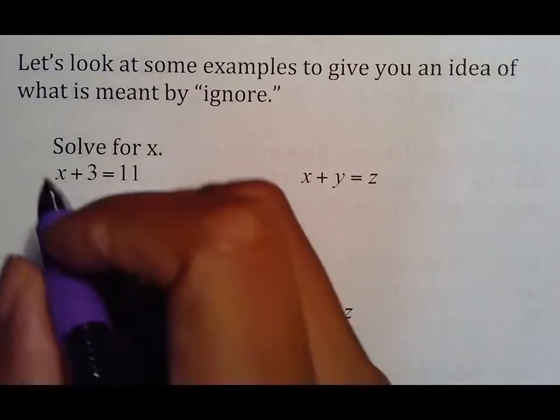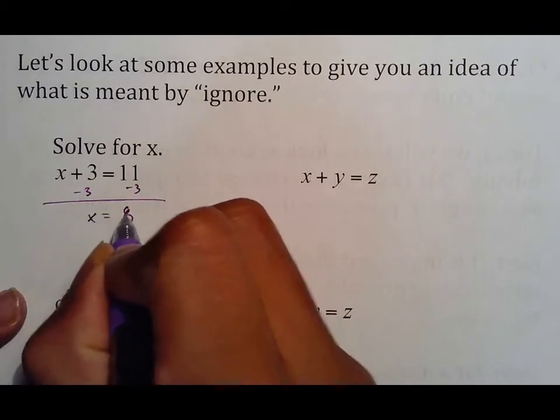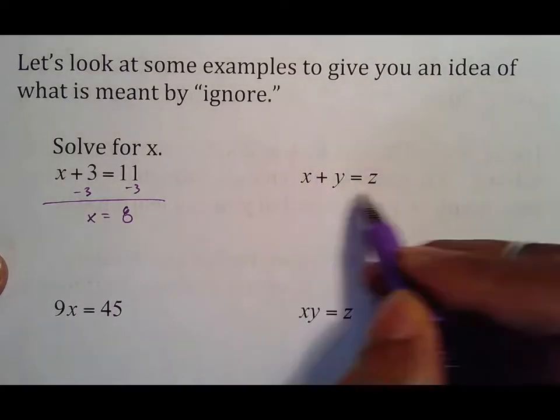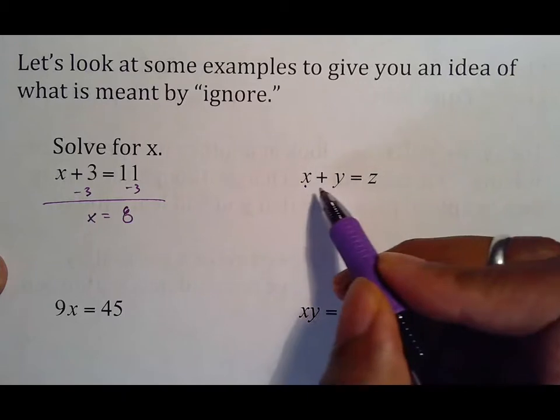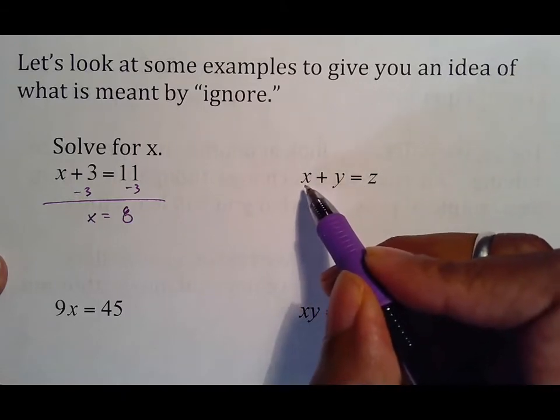x plus 3 equals 11. We know that we would subtract 3, bring down x, bring down 8. We should know that from before. But when you get to x plus y equals z, solving for x means I would put a dot underneath this variable because there's more than one, so I'll put a dot under here to make sure I know this is what I want to get alone, recognizing it's with y.